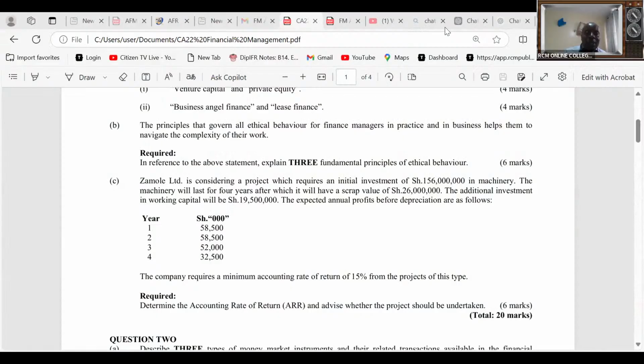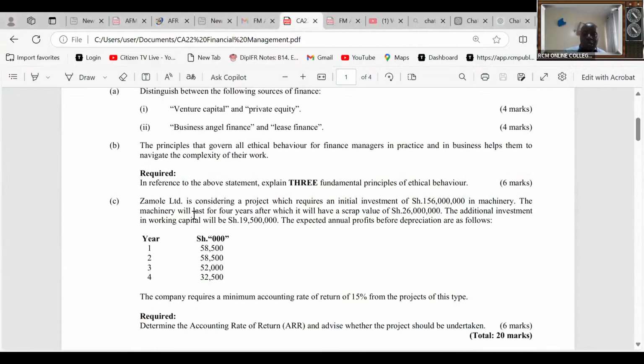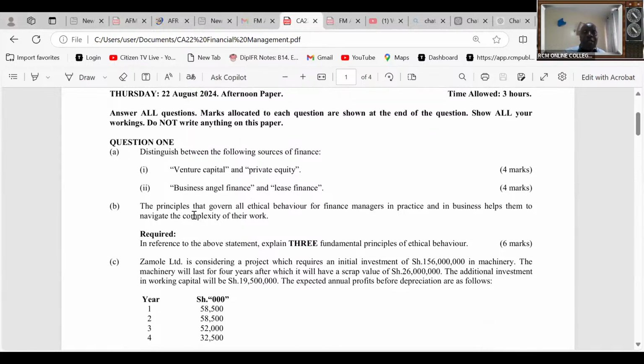And then, ladies and gentlemen, part one of this question was quite a nice question. We have here venture capital and private equity. Is there somebody who can give us the difference between venture capital and private equity?